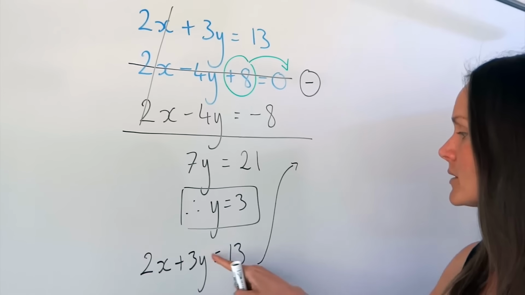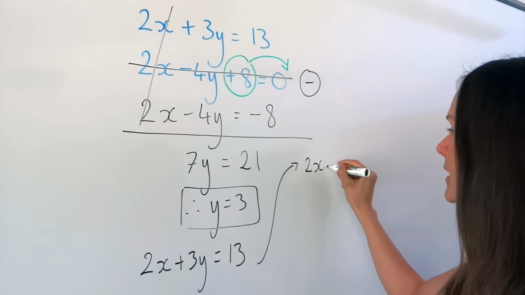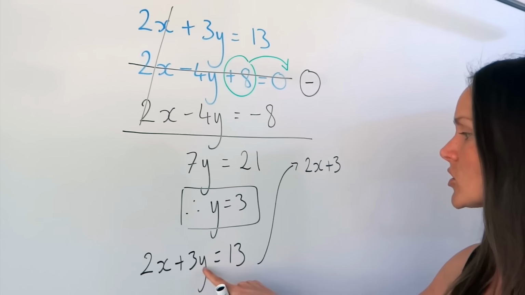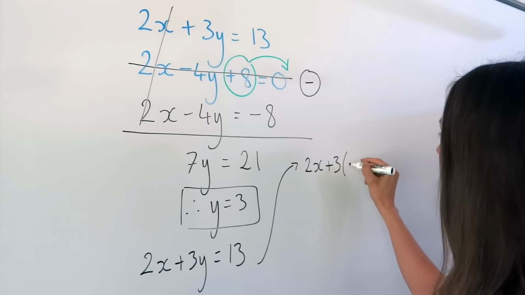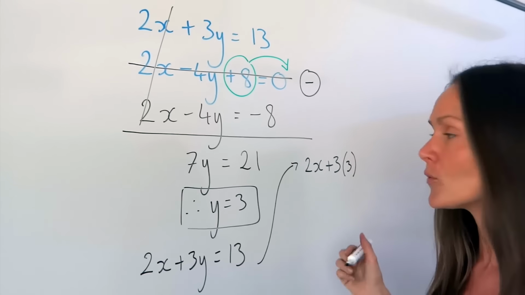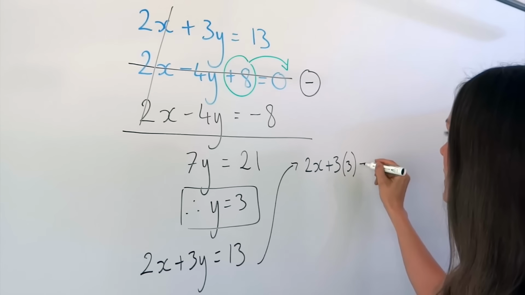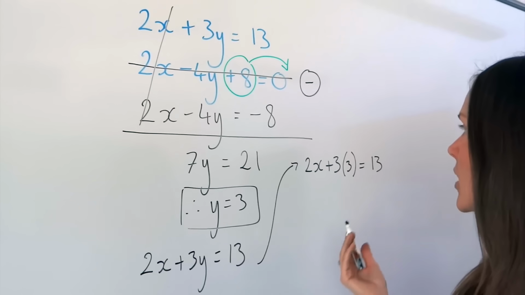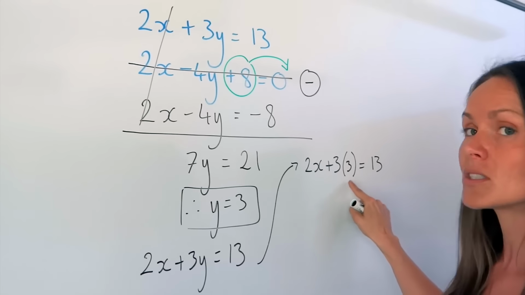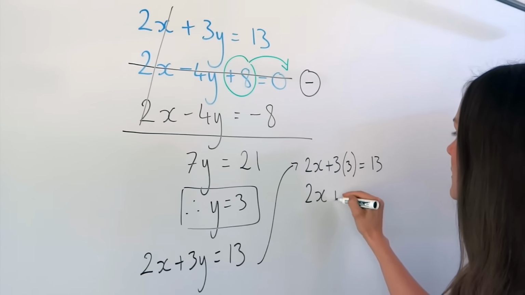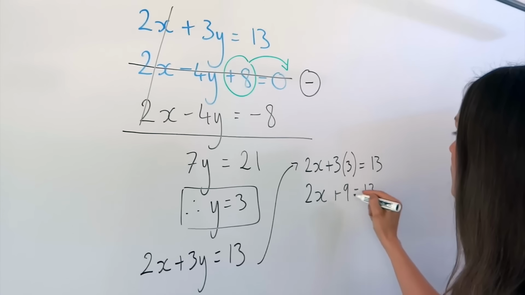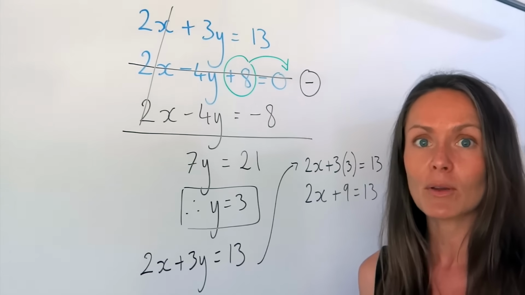So let's do that up here. I'm going to write this equation out again, except when I get to the y, I'm going to change this to 3. So I'm going to put my brackets in, although if you prefer, you can write times, it's the same thing. And now, tidy it up a little bit. 3 times 3 is 9. So 2x plus 9 equals 13. And we're just solving this equation until we find x.